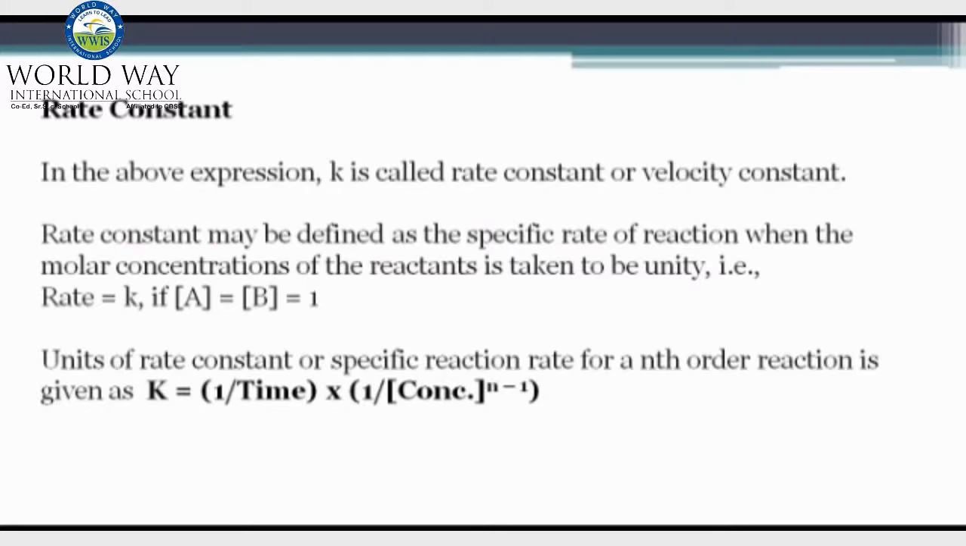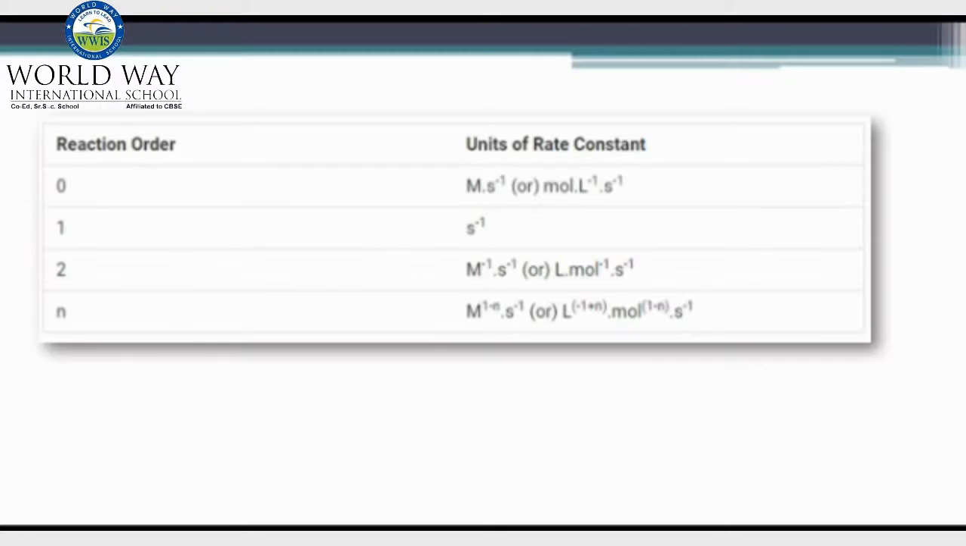First of all, we'll understand what is a rate constant. As we have studied in the rate law expression, K is called the rate constant or velocity constant. It is defined as the specific rate of reaction when molar concentration of all the reactants become equal to 1 molar or unity. The units of rate constant depend upon the order of reaction. The order of reaction will be covered as a topic in the later stage of the chapter. For now, we can see different units of rate constant depending on different orders of reaction.